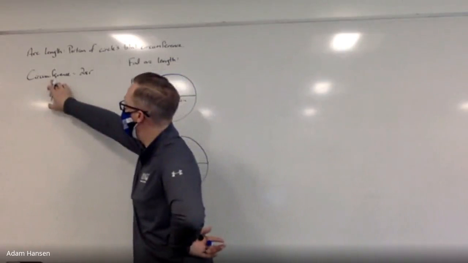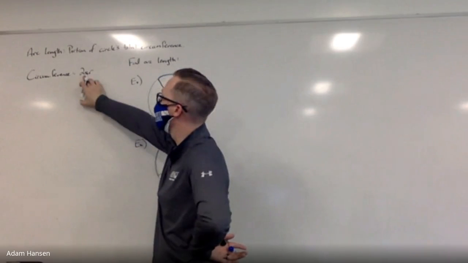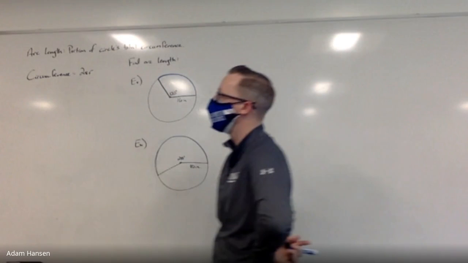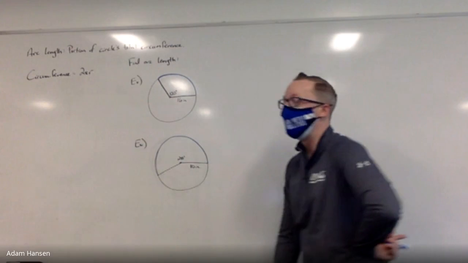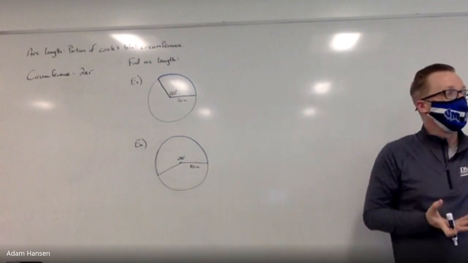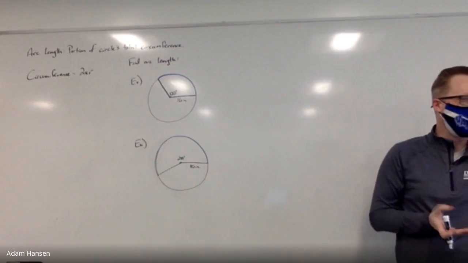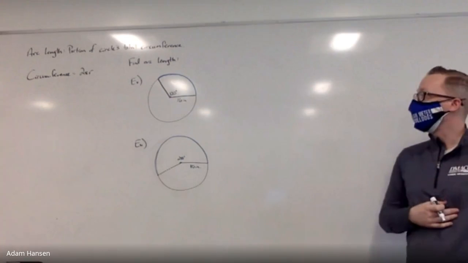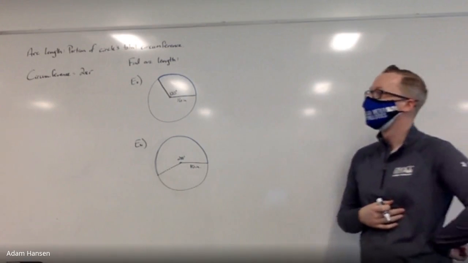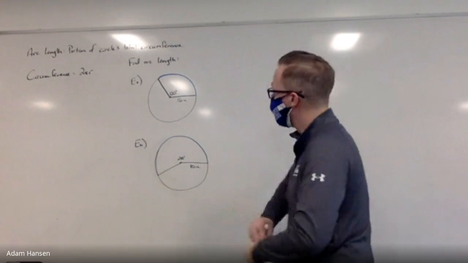I know that the circumference of the entire circle is given by this formula, 2 pi times the radius. But I don't have the full circumference. I have just a portion of it. So let's set up a proportion, like we've done quite a bit this semester, to find what part of the circumference my arc represents. How many degrees are given for that arc?